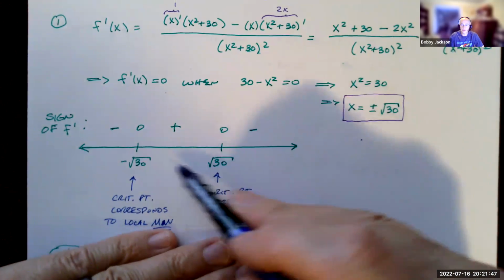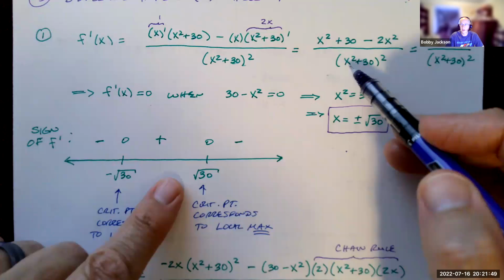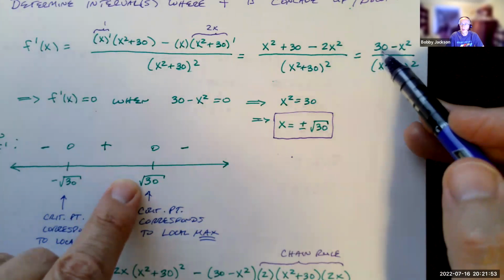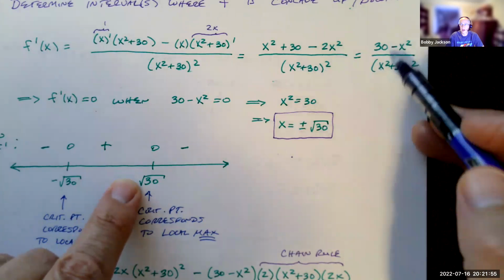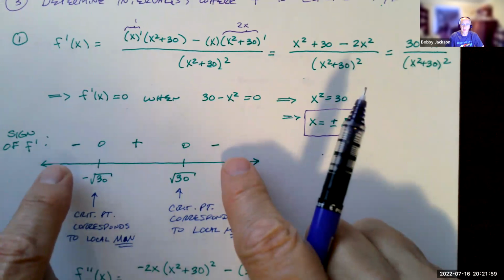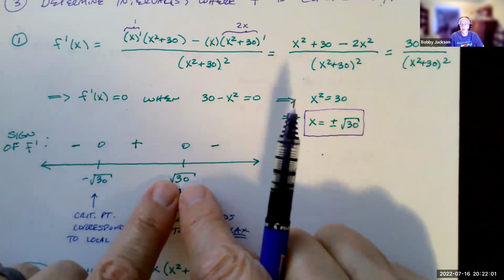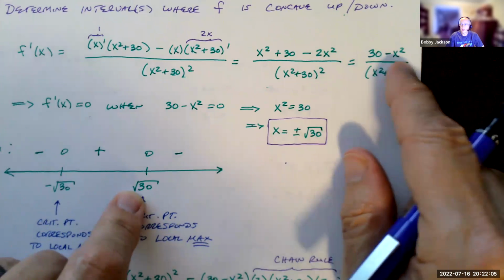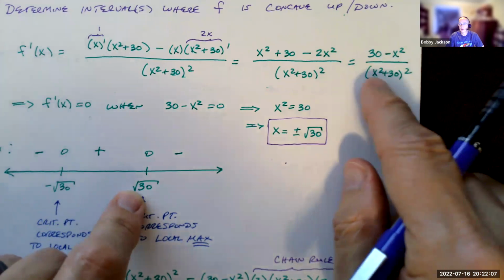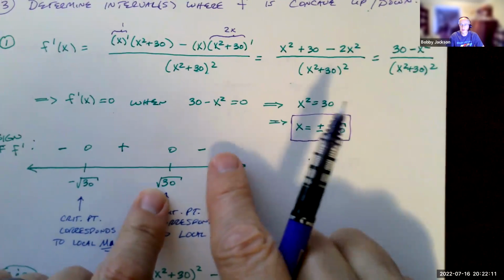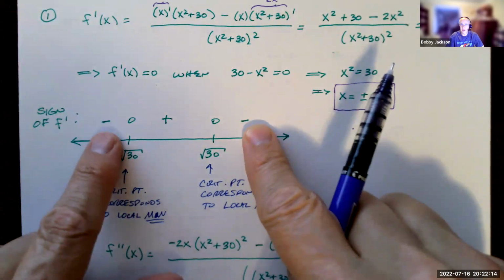So if I pick a number between, like 0, if I plug 0 in, of course, the bottom is going to be a positive number. 30 minus 0 squared is 30. Positive divided by positive is going to give me a positive. If I pick values greater than the square root of 30, for instance, pick 100, I plug in 100, 30 minus 100 squared is a negative number. The denominator is positive, and so a negative divided by positive is negative. Similarly, over here, we get negative.